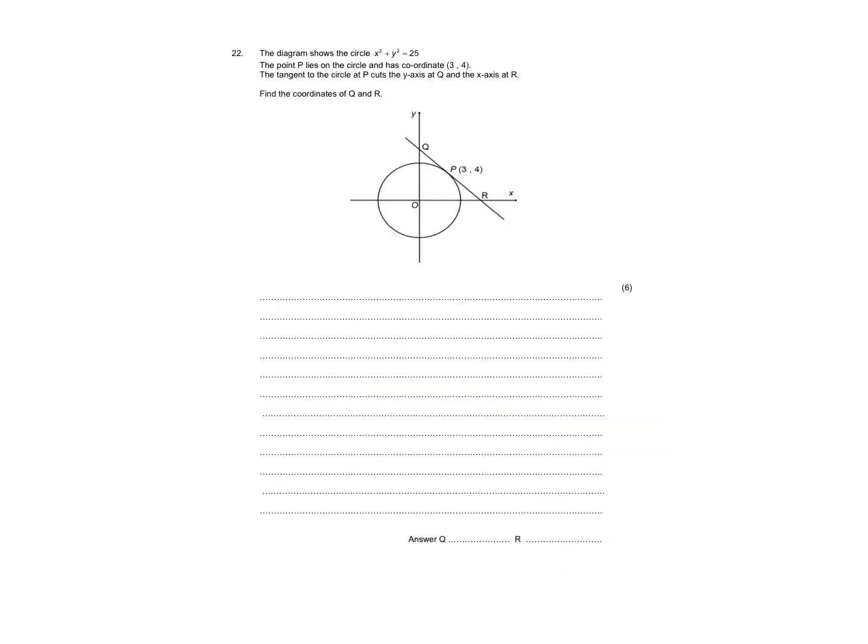Question 22, a tangent to a circle. We've got to find the coordinates of Q and R, which means we need to find the equation of this tangent first of all. So this is fairly formulaic. First thing we do is find the gradient of OP, which is a radius. So simply going to make sure we use the change in y, 4, divided by the change in x, 3. So that's the gradient of OP.